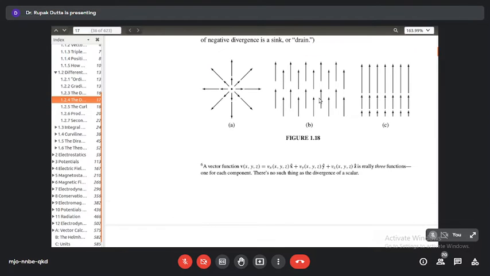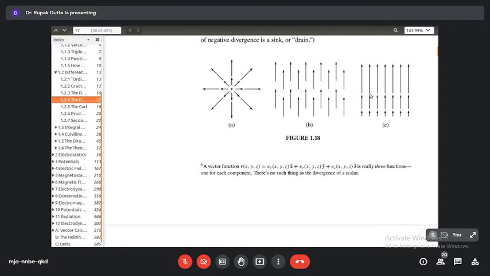Okay, now look at this particular figure. In this case, can you tell me what the divergence is here? Is it zero divergence or...? Zero, sir. Yes, this is zero divergence, right? Because all the magnitudes are exactly the same. The magnitude of the vector field does not change. So that means this is a zero divergence case, right?